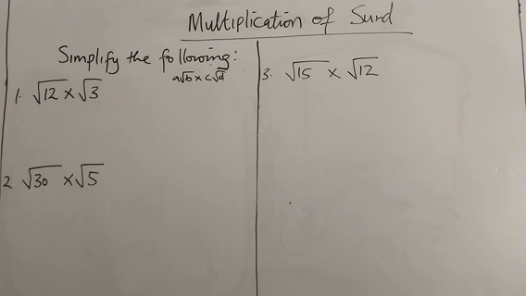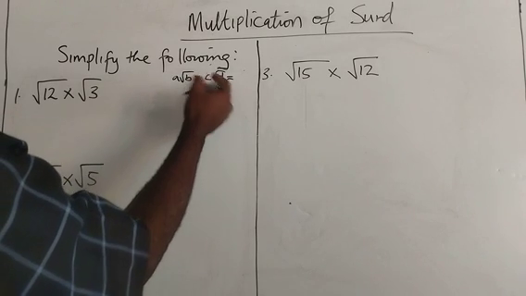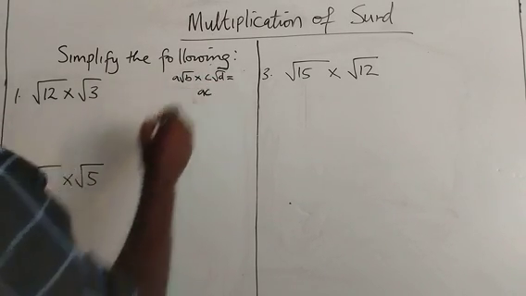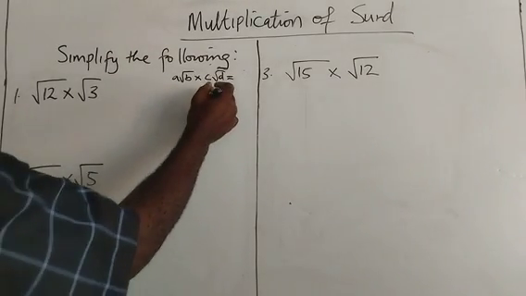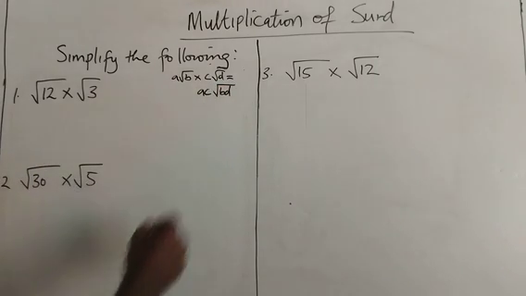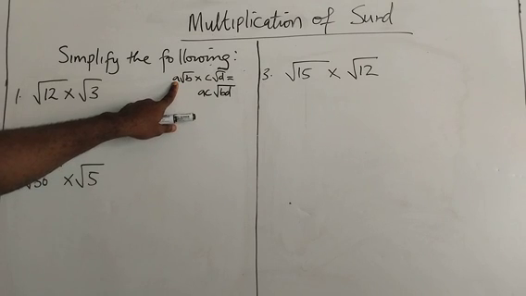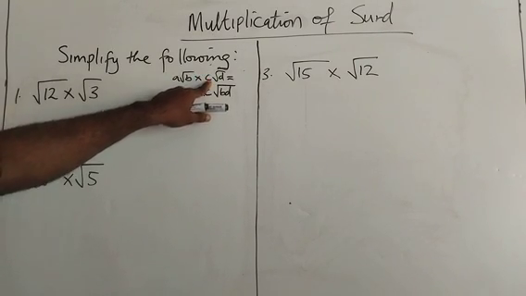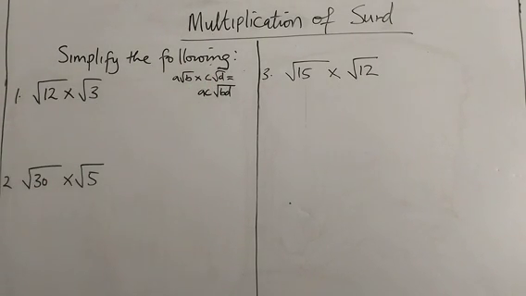So, to simplify this, we have a times c will give you ac. Root b times d will give you root bd. What is outside the square root sign will multiply what is outside the square root sign, while what is under the square root sign will multiply what is under the square root sign. With this, we can now continue.